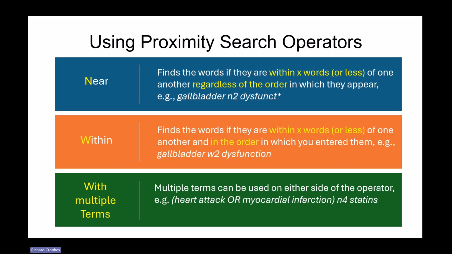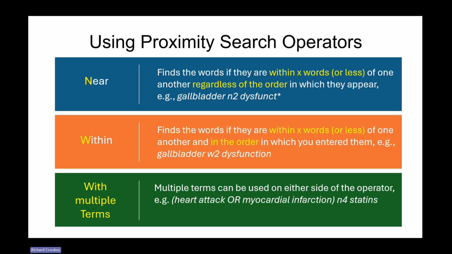Within, we'll find terms where they appear near each other or next to each other within a specified word range, but in the order you enter them. Again, using the same phrase, gallbladder dysfunction, gallbladder within 2 words or less of dysfunction. That's how that would work. It wouldn't be dysfunction within 2 words or less of gallbladder. You'd have to use N2 for that. So the number is literal. So if it's 2, it's 1 or 2 or less. If it's 4, it's 4 or less, and so on.